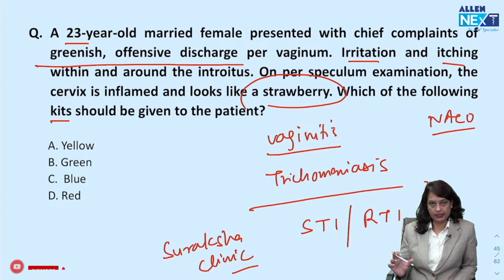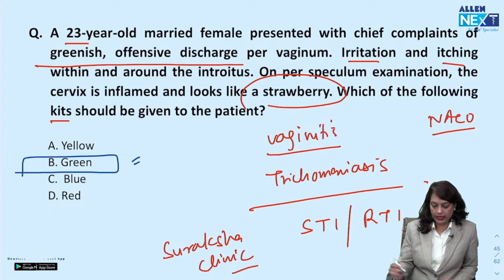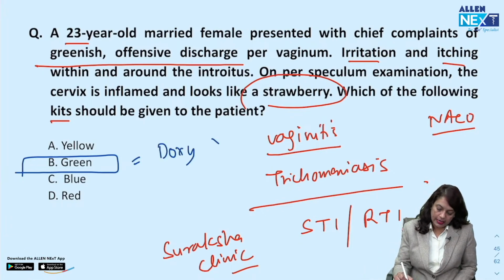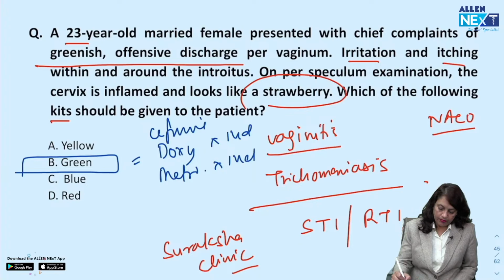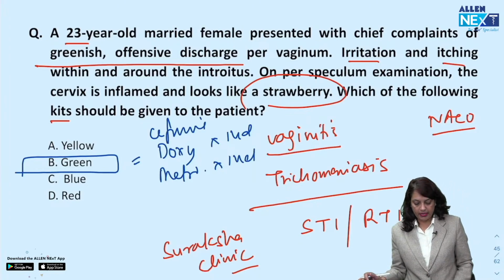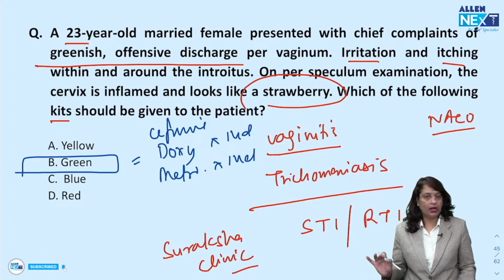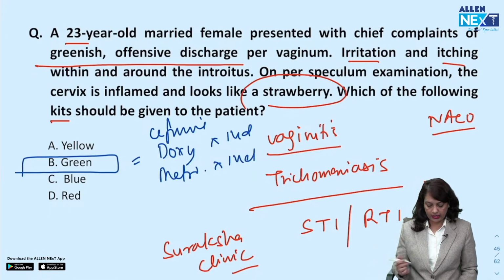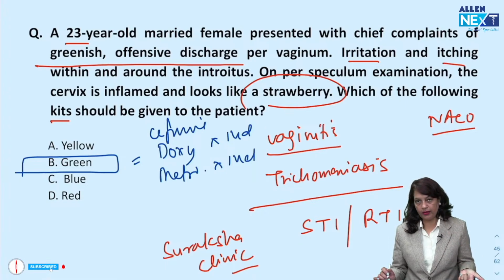So this is vaginitis, and for vaginitis we use the green color kit which contains metronidazole, doxycycline for 14 days, metronidazole for 14 days and cefuroxime. So this medicine is for vaginitis and this history is suggestive of trichomoniasis. Drug of choice for trichomoniasis is metronidazole. So the green color kit is given when it is vaginitis.